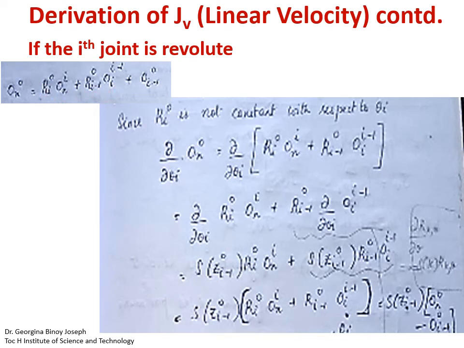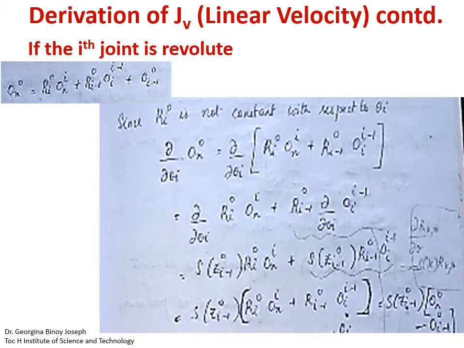So dou by dou theta_i. Why dou theta_i? Because the joint is revolute. So instead of saying dou by dou q_i, straight away we have written dou by dou theta_i of the expression on the left, which is equal to dou by dou theta_i. Now only this term is a constant, so this derivative will become 0. Now these two terms' derivatives we have to take. Okay, so now we are splitting it up: dou by dou theta_i of the first term, plus R_{i-1} to 0 into dou by dou theta_i of this term.